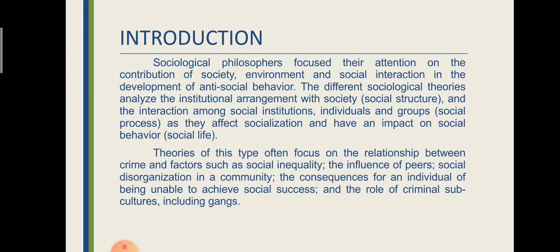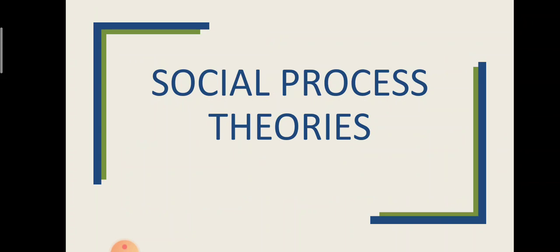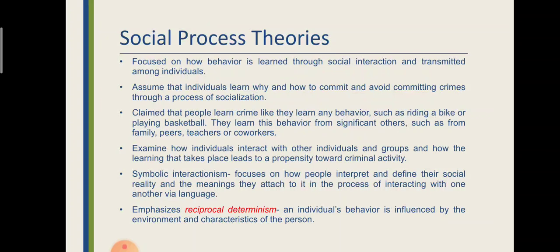So in this chapter, we will be talking more on the environment or the circle of a criminal, the social group of a certain person that influences his criminal behavior. So what are social process theories? Social process theories focus on how behavior is learned through social interaction and transmitted among individuals.